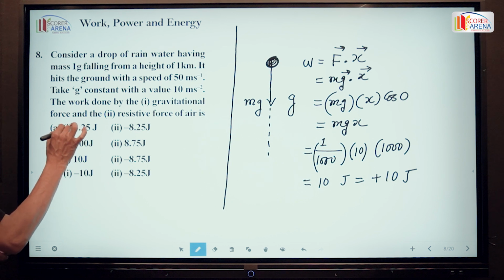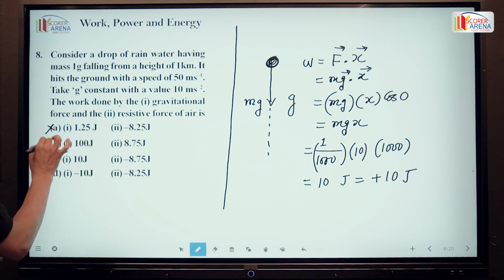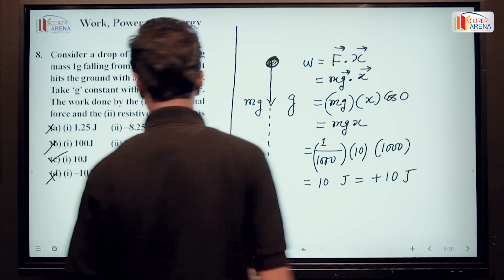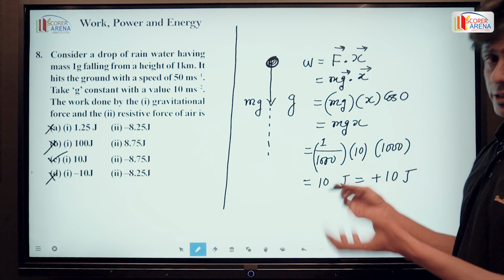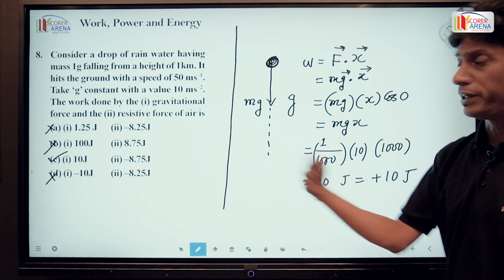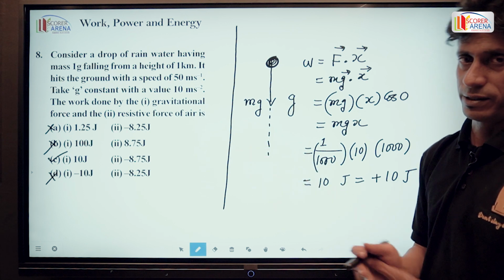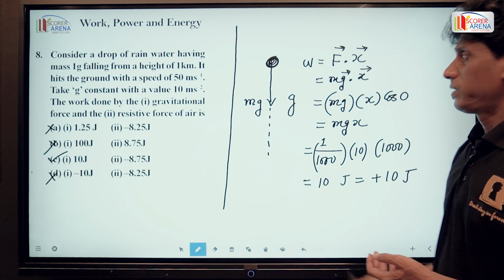Here the work done by gravity is 1.25 joule, it is not correct. And here the work done by gravity is 100 joule, it is also not correct. And D is also not correct, because the work done by gravity is positive. Similarly, if we calculate the next part of this problem, it is not necessary to do this job here, because we have already found the answer.